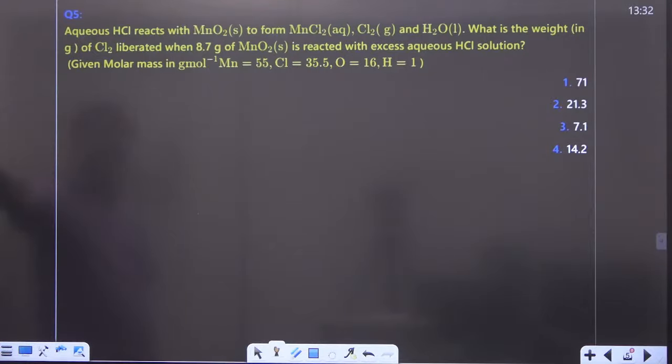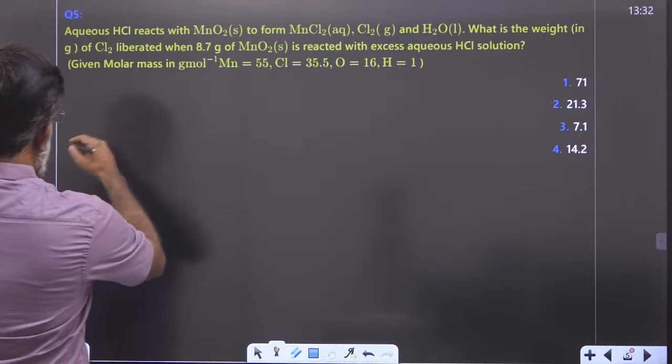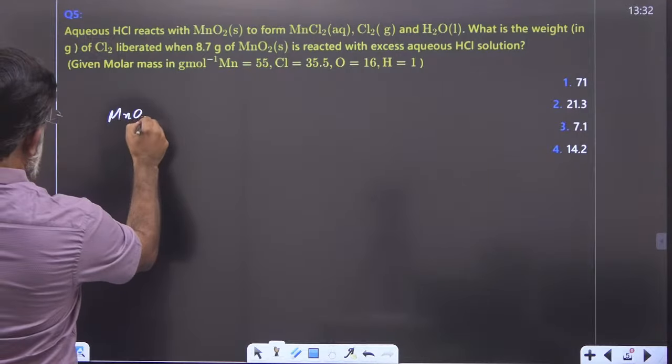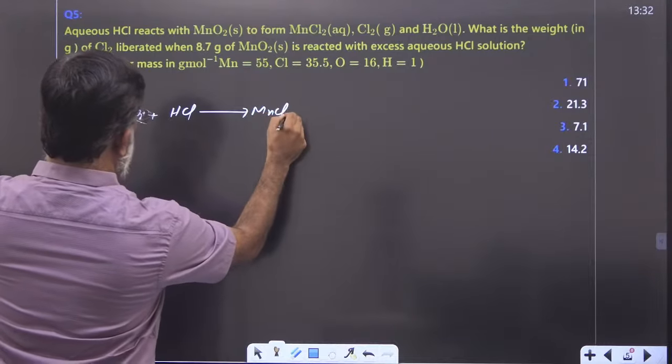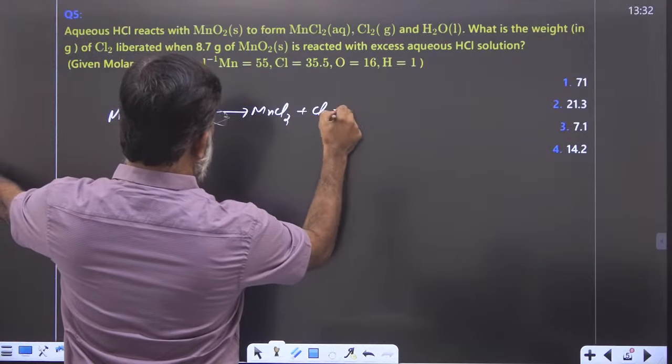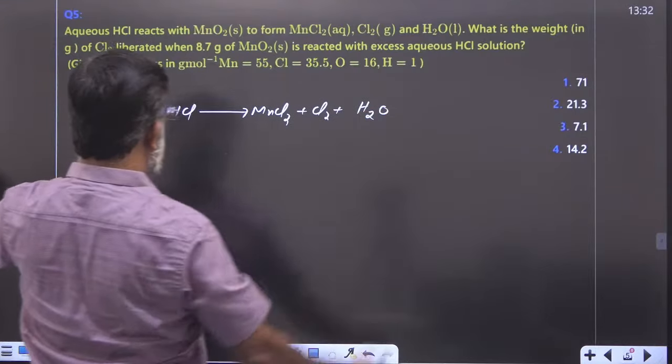Aqueous HCl reacts with MnO2 to form MnCl2, Cl2 and H2O. What is the weight of chlorine in grams liberated when 8.7 gram of MnO2 solid is reacted with excess aqueous HCl solution? Let us write the reaction. MnO2 plus HCl, you get MnCl2 plus Cl2 plus H2O.